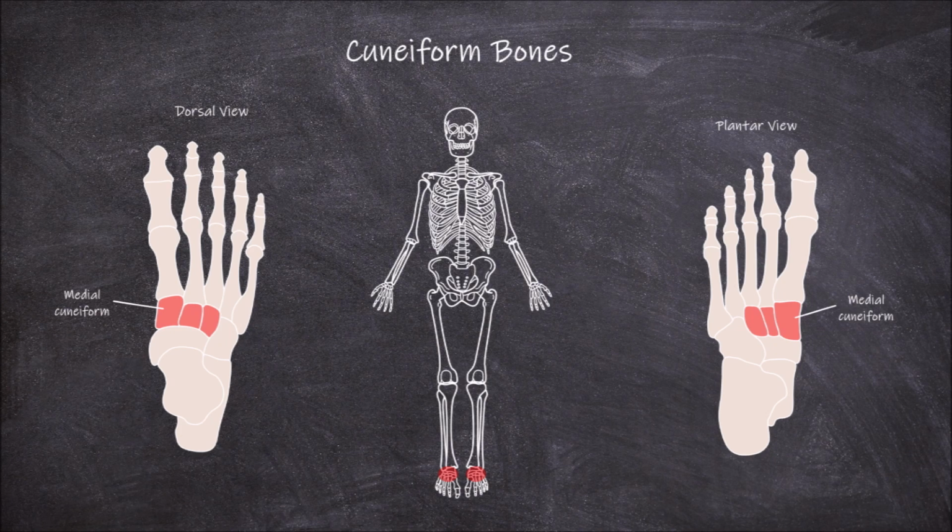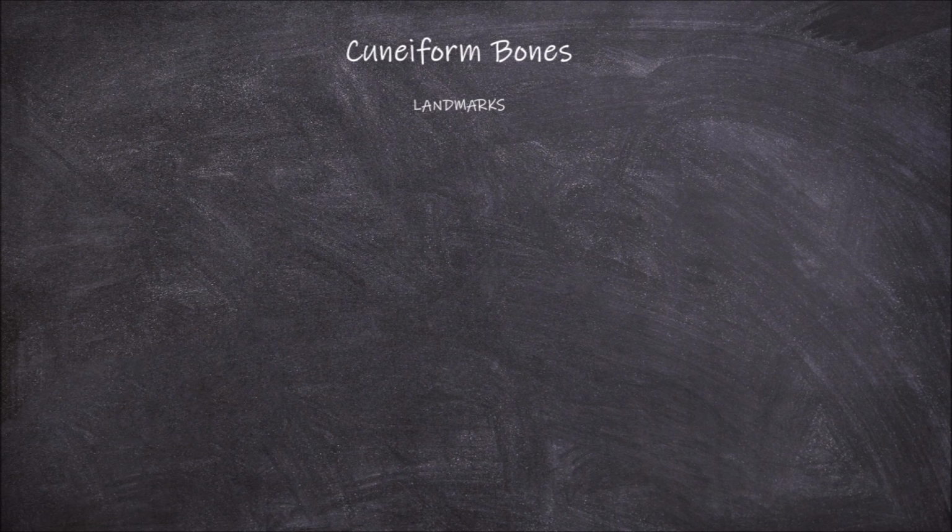The medial cuneiform bone is located on the medial side of the foot. The intermediate cuneiform bone is the middle cuneiform bone. The lateral cuneiform bone is the most laterally located of the cuneiform bones. What about the landmarks of the 3 cuneiform bones? Let's start by looking at the medial cuneiform bone.